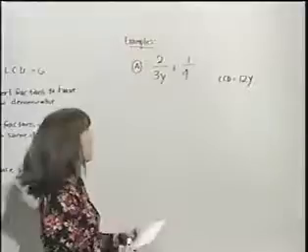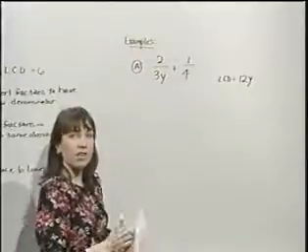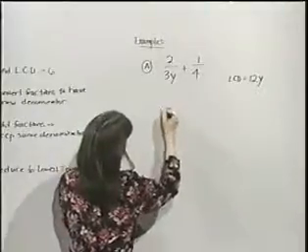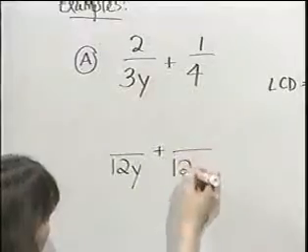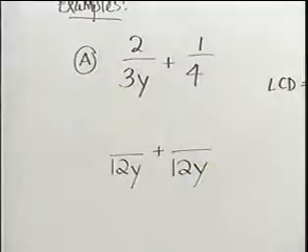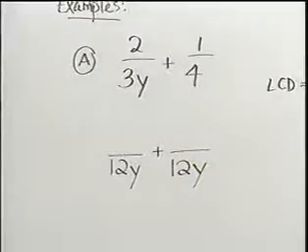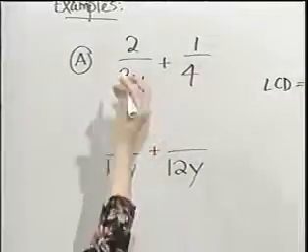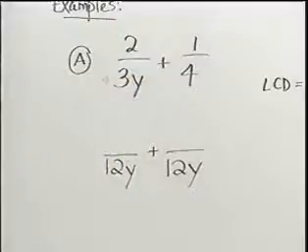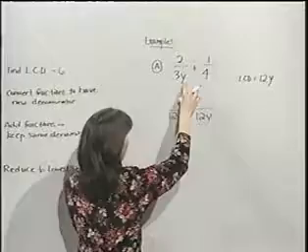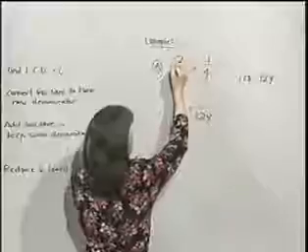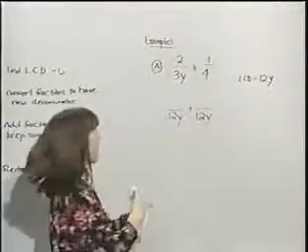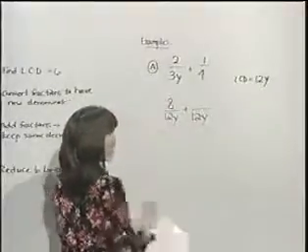Now, I need to change each of these fractions into a fraction that has 12y in the denominator. So here we go, 12y, and we're going to repeat the question. What do we need to multiply by this denominator to get 12y? And that answer is we need to multiply this by 4, because 4 times 3 gives us the 12 for the y. So if we do it to the bottom, we're going to do it to the top. And therefore, the first fraction is going to be 8 over 12y.